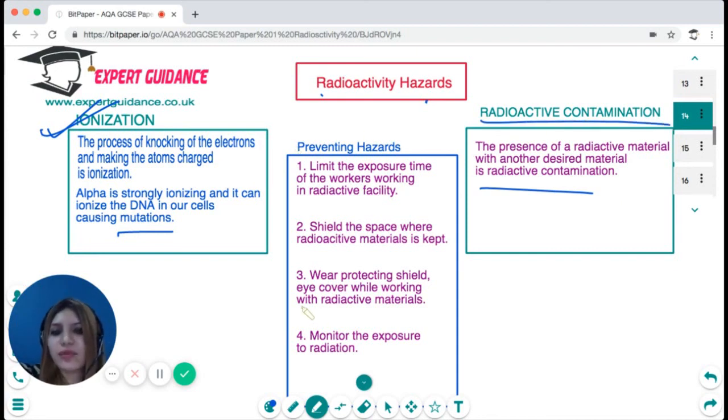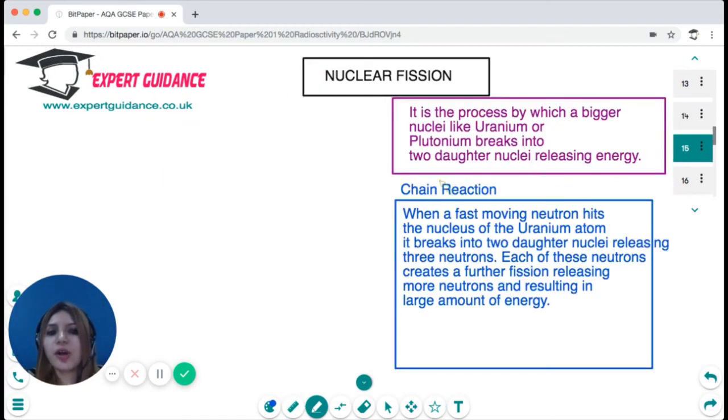Now, how can we prevent the hazards of radioactivity? We can limit the exposure of the workers in the radioactive facility. We can shield the space where the radioactive materials are kept. We should make sure of proper dumping, proper storage, and proper use of radioactive materials. We should wear an eye mask, protective shield, and eye cover while working with radioactive material. And we should also monitor the exposure to radiation, and people working in the radioactive facility should not be exposed for a greater amount of time. Okay, so I hope this is all clear to you.